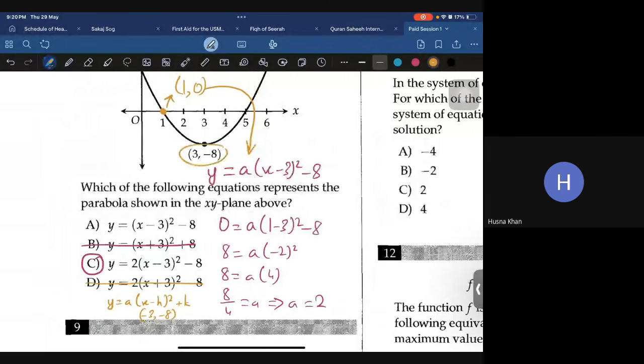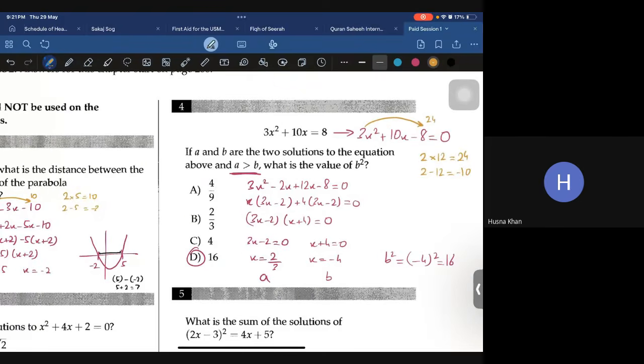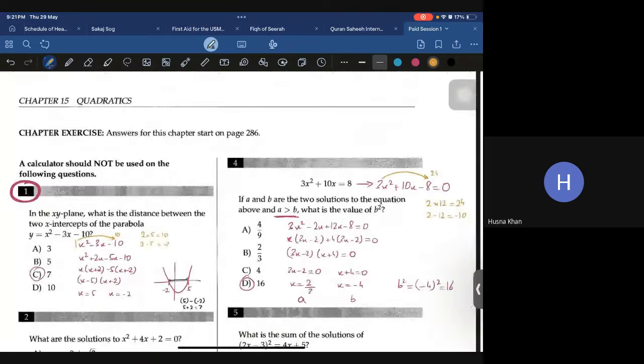Husna, can you tell me what confusion you are having over here? Okay, and about the previous one? Yeah, I'm on this one. You guys can ask whatever confusion you had in the second last question.